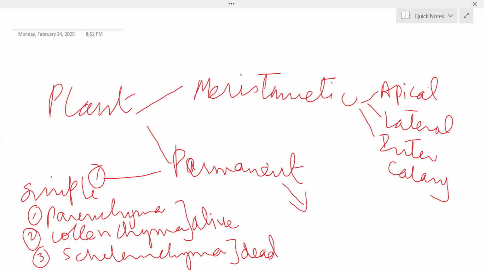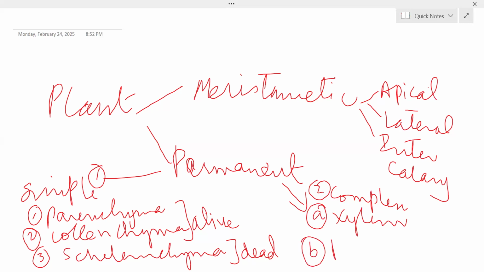Then we come towards the second type of permanent tissue, that is known as complex tissue. Complex tissue again further divided into two major categories. One is known as xylem, which is a complex tissue, and it helps into the transport of water and minerals. And other is phloem, which is again a complex type of tissue made up of four components. So here we can see this is the summary of the plant tissues.